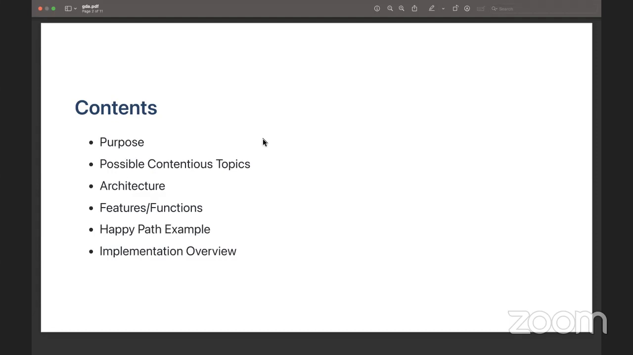And then a happy path example of how this would be used, and then going over the implementation based on that happy path example in the previous slide, I guess. And then lastly, time for some questions and stuff. So it's going to be an hour and a half until 2:30 or 3:30, depending on where you are.